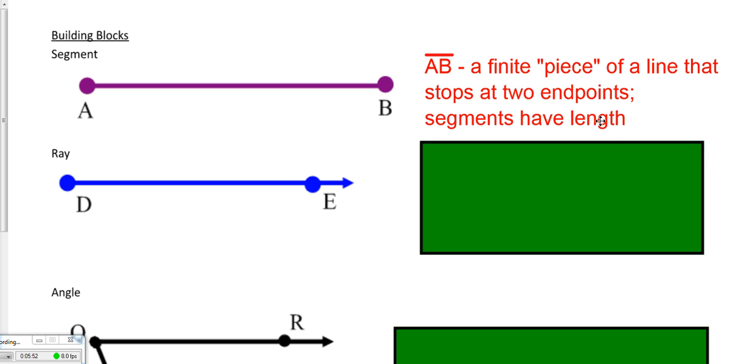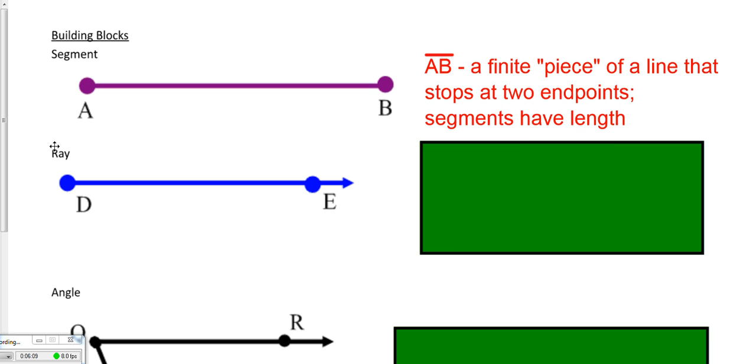Segments do have a length. Because it stops at this point and stops at this point and doesn't continue on, this is called a segment. And if you want, you can take out a ruler or something and measure this segment, because it does indeed have a certain length to it.